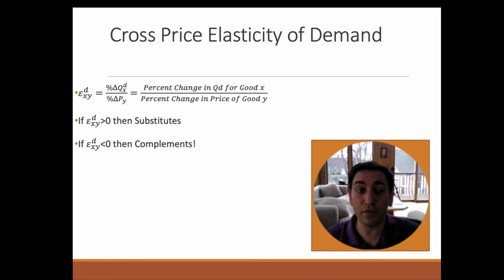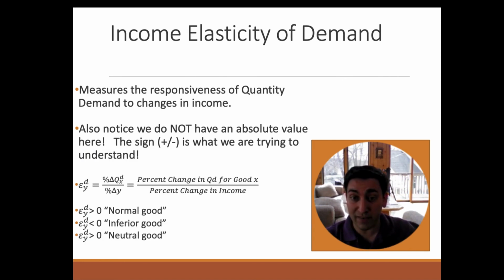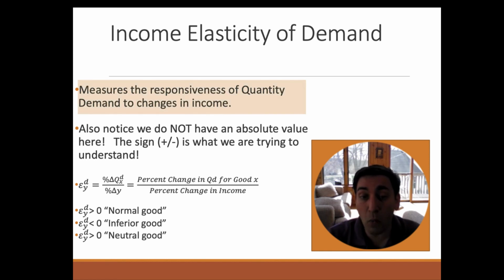So this just summarizes it. If the elasticity is a positive number, we know they're substitutes, Coke and Pepsi. If the elasticity of cross-price demand is negative, they're complements. That's airfare and hotel. So far we talked about price elasticity of demand, which is really if you change the price of the good, how much more or less of that good are you going to buy? Then we talked about cross-price elasticity, which is if you change the price of a related good, how much more or less of the other good are you going to buy? Now what we're going to say is, well, if your income changes, how much more or less of the good are you going to buy?